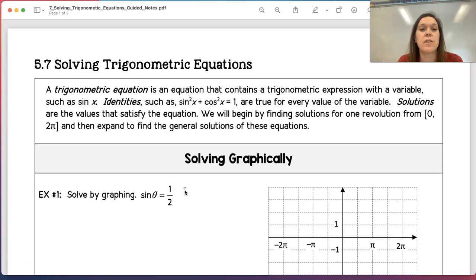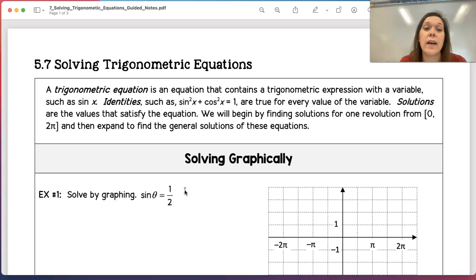A trigonometric equation is an equation that contains a trigonometric expression with a variable, such as sine of x. Identities, such as sine squared x plus cosine squared x equals 1, are true for every value of the variable. If you remember way back in your algebra days, if your variables canceled out and you were left with a true statement like 1 equals 1 or 2 equals 2, we called that an identity, which said that we had all real numbers for our solution set. So that's pretty much what your trig identities are, right?